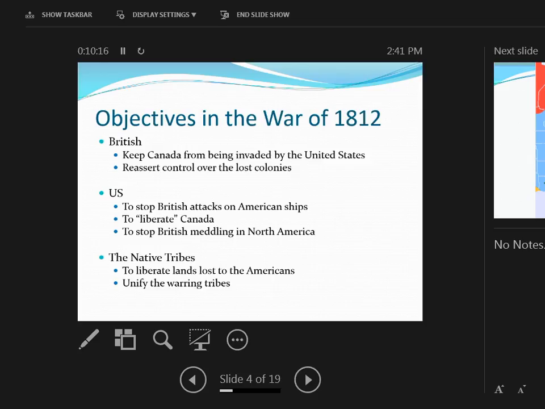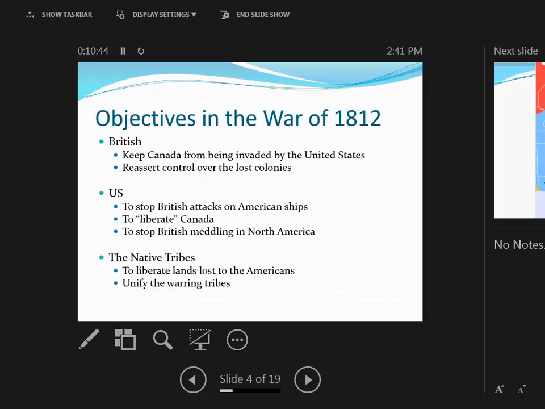All right, so we have 3 sides to the War of 1812, each having different objectives. That's military talk for things we want to accomplish. Number 1, the British. What they wanted to do was keep Canada from being invaded by the United States. We had every intention of liberating Canada, because we made the mistake of thinking that all Canadians wanted freedom, right? They wanted to be free of the oppressive yoke of the British, except remember all those loyalists? They're Canadians. So they absolutely wanted nothing to do with the United States.